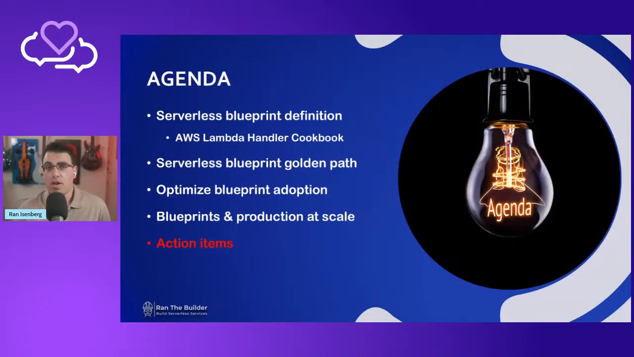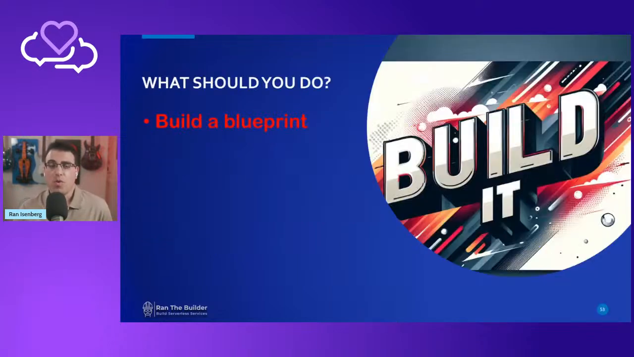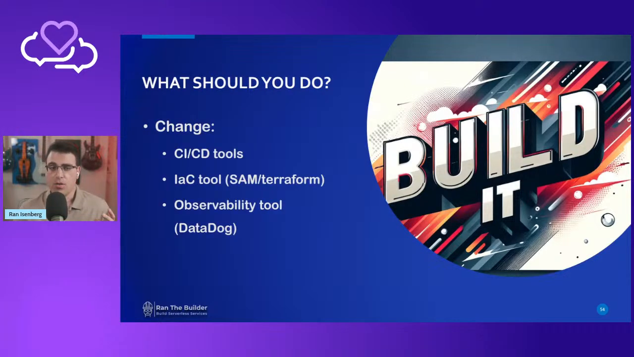Right. So now I'm going to give you some homework, some things to think about. So what should you do? Obviously, build a blueprint if you haven't guessed it already, but you should change things. Use it as an inspiration. Change the CI/CD tools. Change the infrastructure as code tool. Use a different observability tool. Don't use CloudWatch. Maybe use Datadog, Lumigo, whatever you want to use.